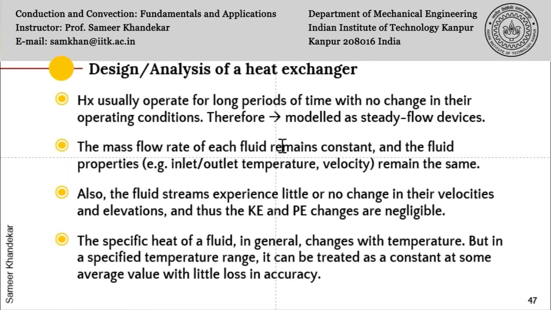Then the mass flow rate of each fluid remains constant. Typically, pumps are used to supply the liquid, and the mass flow rates are not moderated very frequently. But sometimes there is a change in the river water temperature, for example, and then the mass flow rate may have to be changed. But for most practical purposes, for hours together, the inlet velocity or the mass flow rate of the cold and the hot fluid will remain identical for a continued period of time.